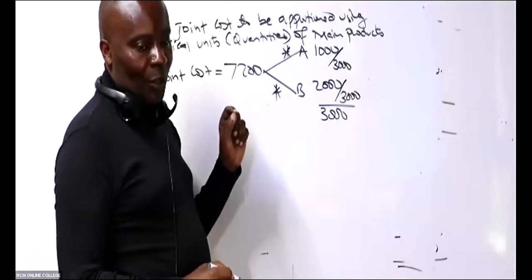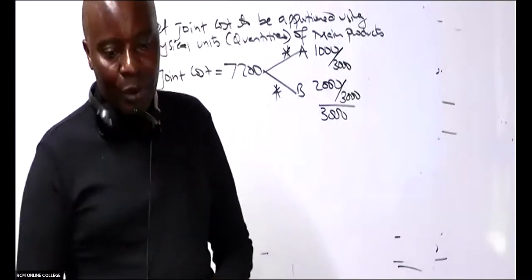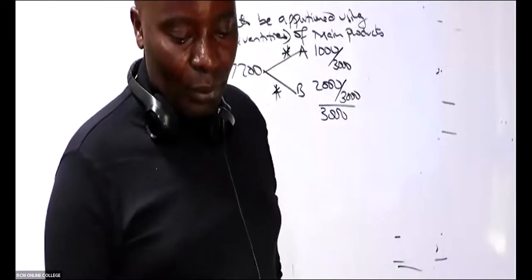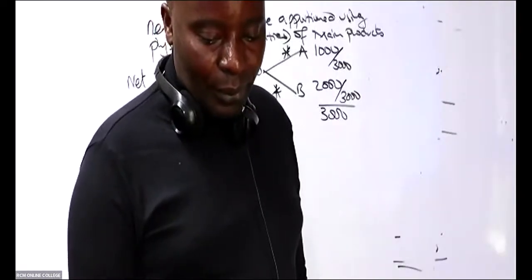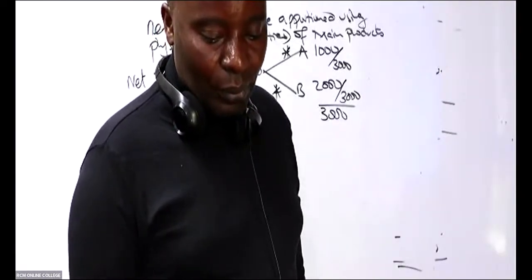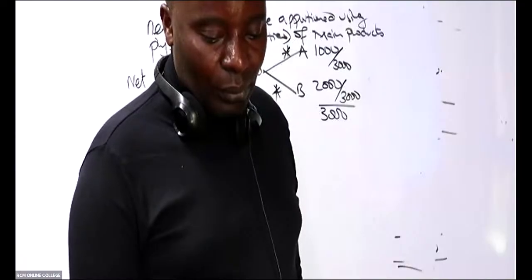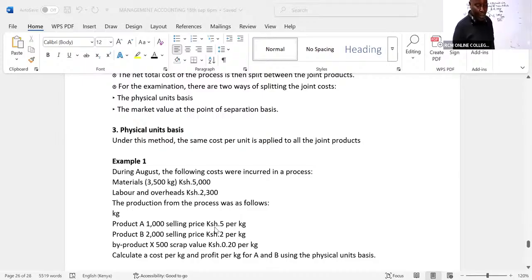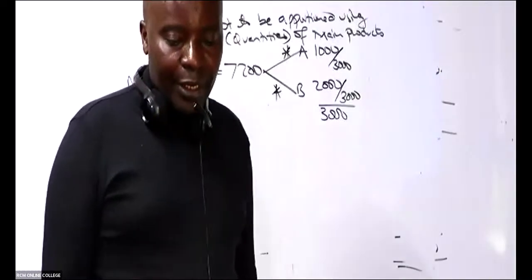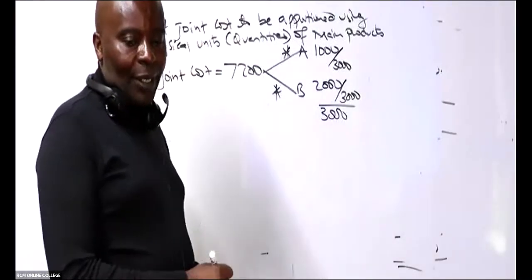Are they selling prices? No. Don't use them, it will be biased. You can see here, product A 1,000. Selling price is the one that is 5 Kenya shillings. All right, so no problem here.